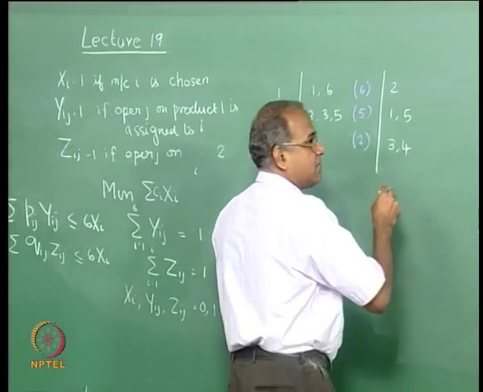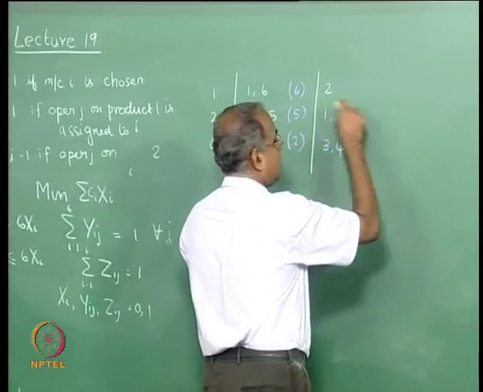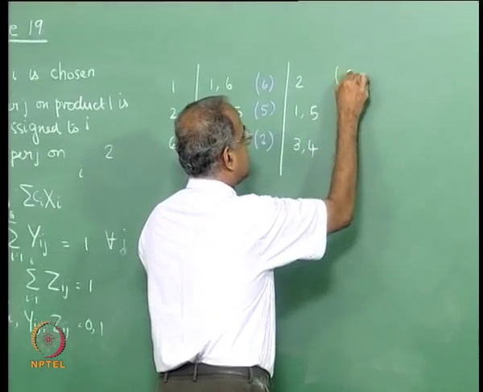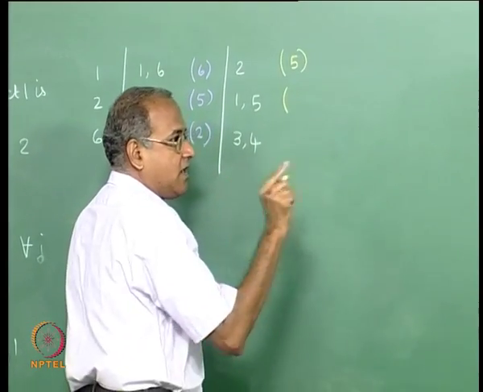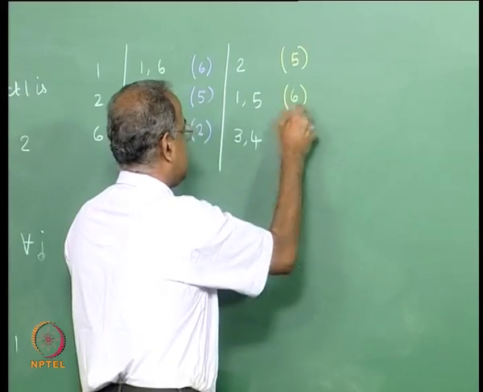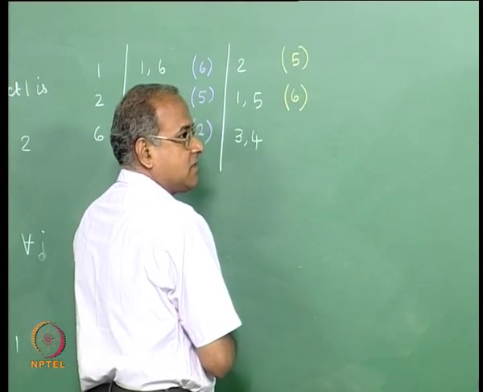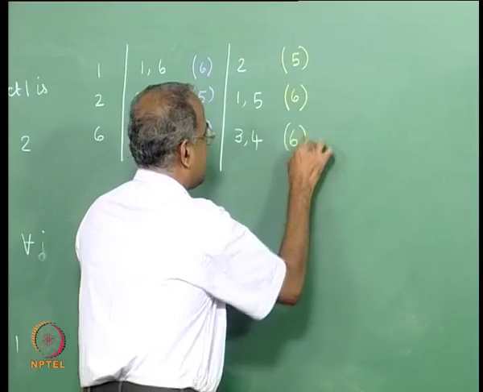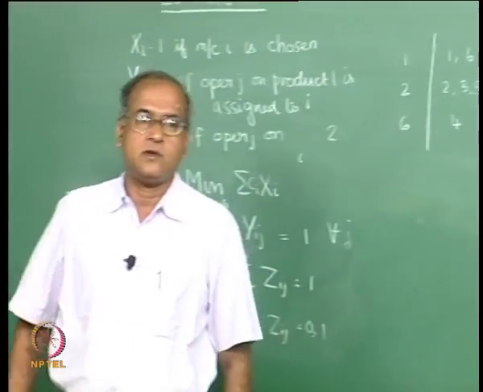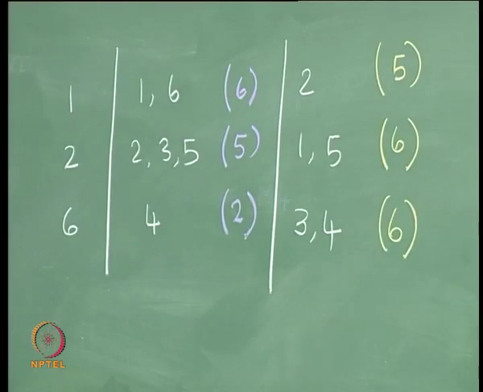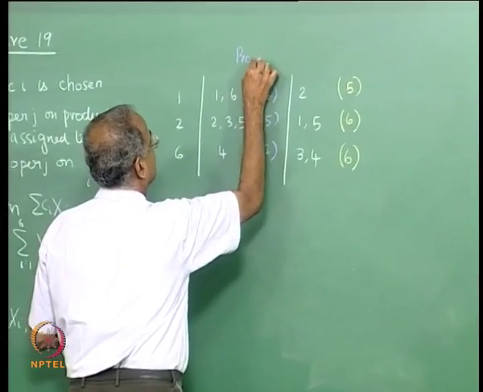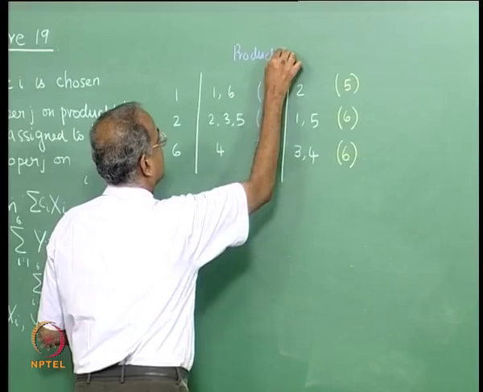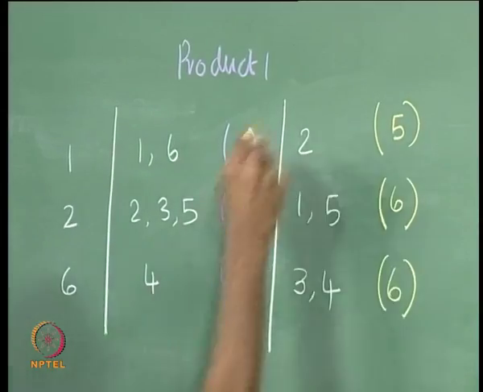Cycle times here for the second product: machine 1 operation 2 has a cycle time of 5, machine 2 operations 1 and 5 have cycle time of 6, machine 6 with 3 and 4 also have cycle time of 6. So, machines 1, 2 and 6 are chosen. So, this is product 1 and this is product 2.